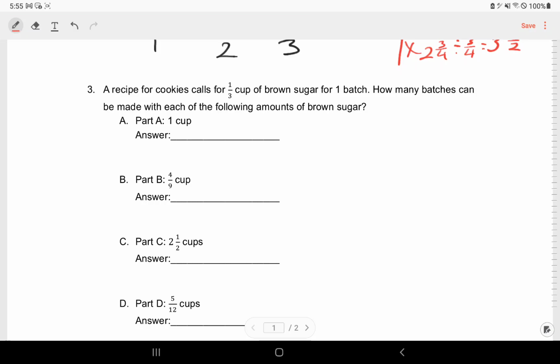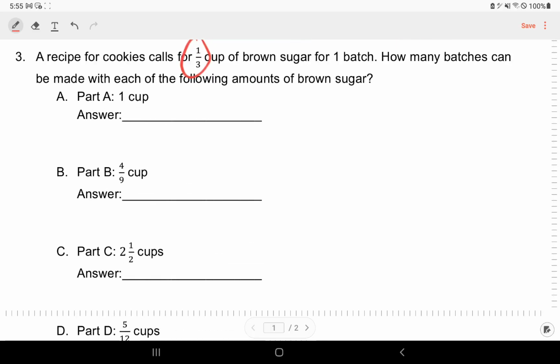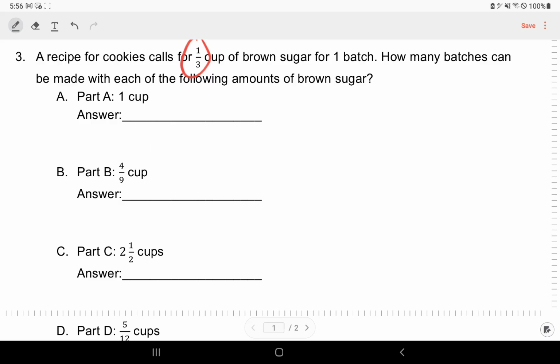All right. Now 3 has an A, B, C, D, E. So we've got 1/3 cup of brown sugar for one batch. And it wants to know how many batches you can make with each of the following. The first one's fairly simple. 1 cup. So, since it's 1 cup, we just make 1 bar and split it into thirds.